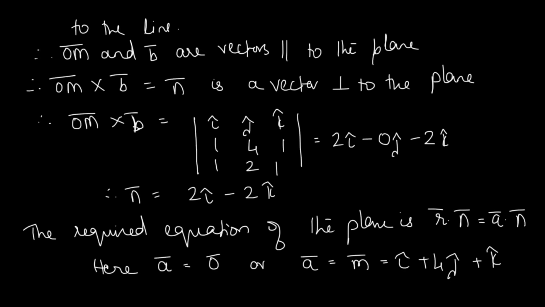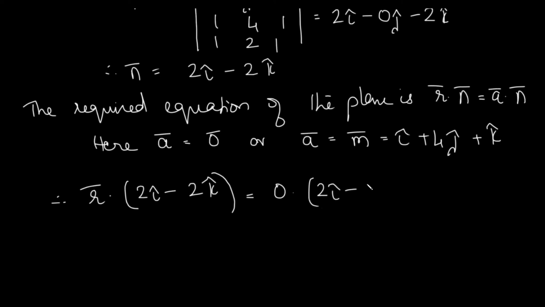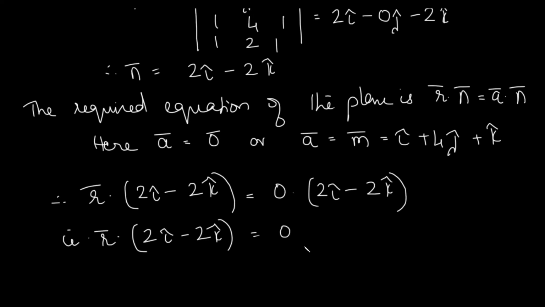So let us substitute this over here. Suppose we put A as 0 bar. So therefore the equation becomes r bar dot n bar, that is r dot (2i minus 2k), is equal to A dot n, A is 0, so 0 dot (2i minus 2k). That is, r dot (2i minus 2k): LHS remains the same. RHS, when we multiply it with 0, it becomes 0.